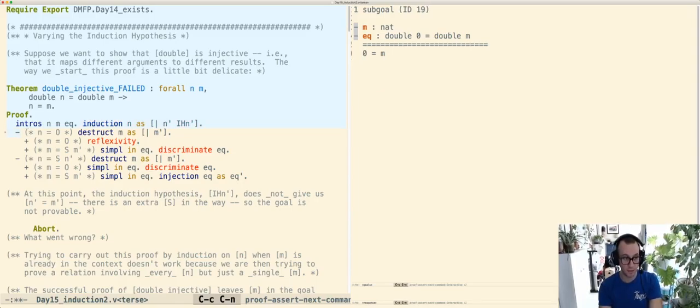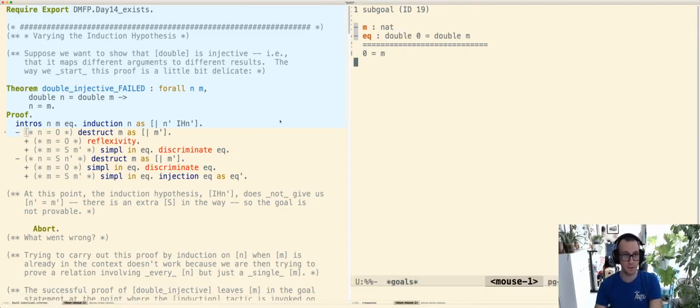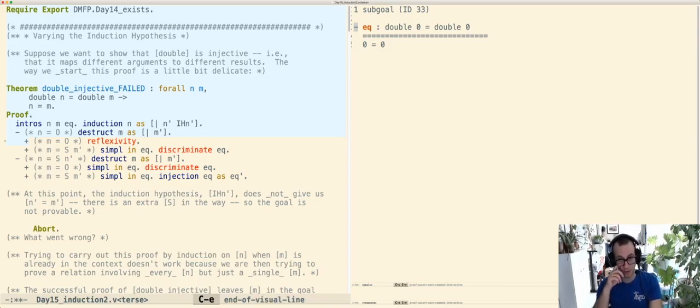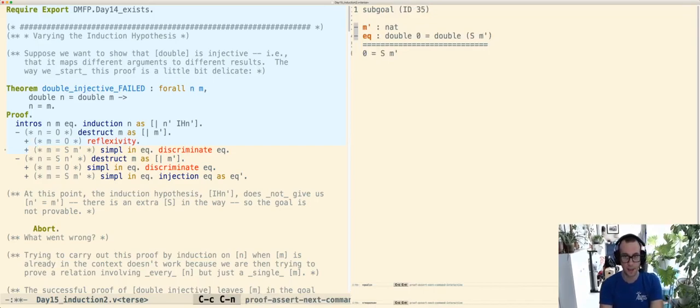So in the zero case, we say, okay, n equals 0, fine. We know that double 0 equals double m, and we need to show that m equals 0. We can do this easily enough by case analysis on m. So, m is either 0 or successor of something. If m is 0, we're made, right? Isn't even necessary, and we just have 0 equals 0 immediately.